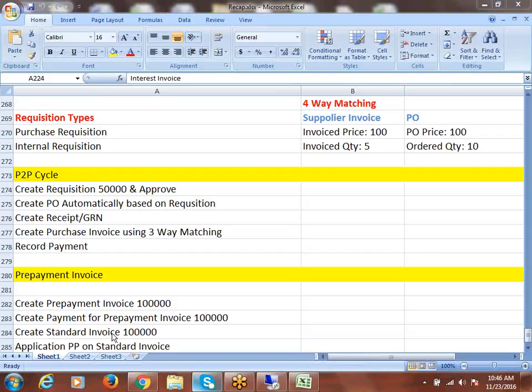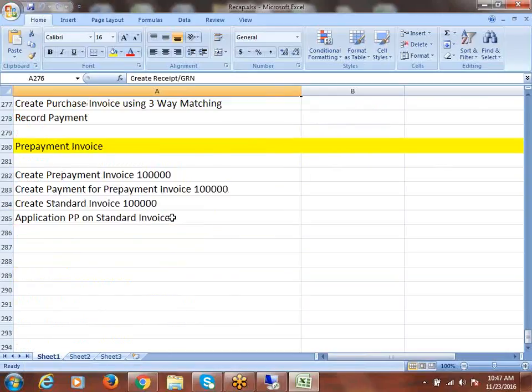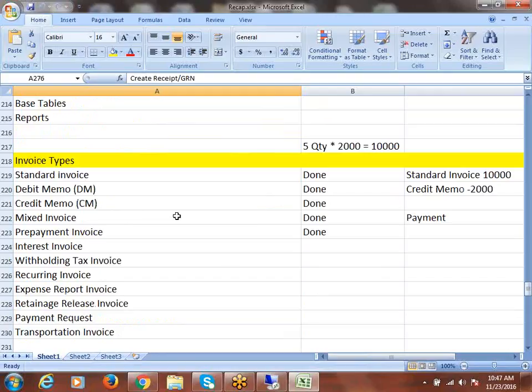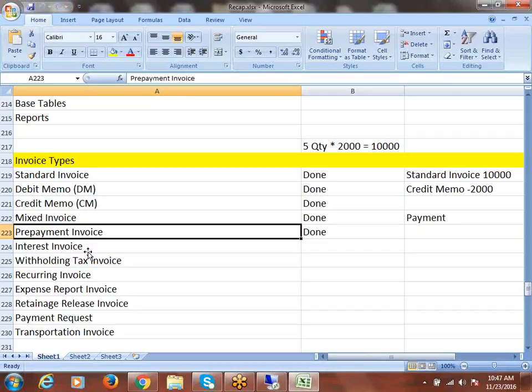Okay. So in the last session, what did we discuss? Prepayment. We created a prepayment invoice. We have seen how to create the standard invoice, debit memo, credit memo, mixed invoice, and the prepayment. What is the process involved in the prepayment? Also we went through the prepayment statuses.